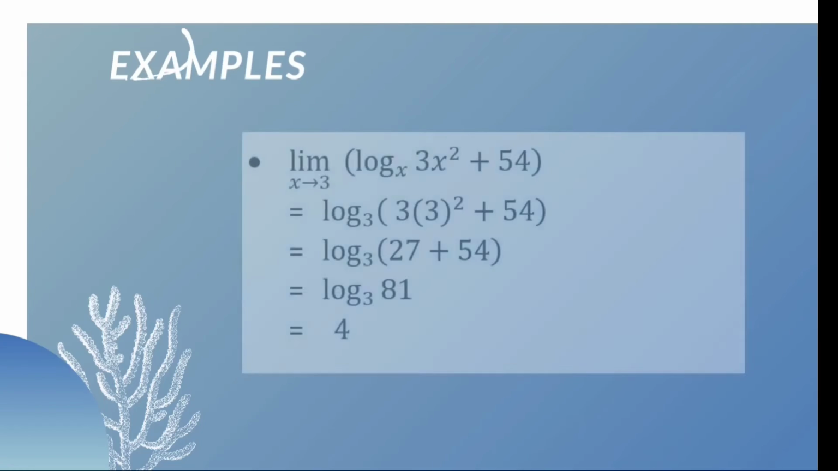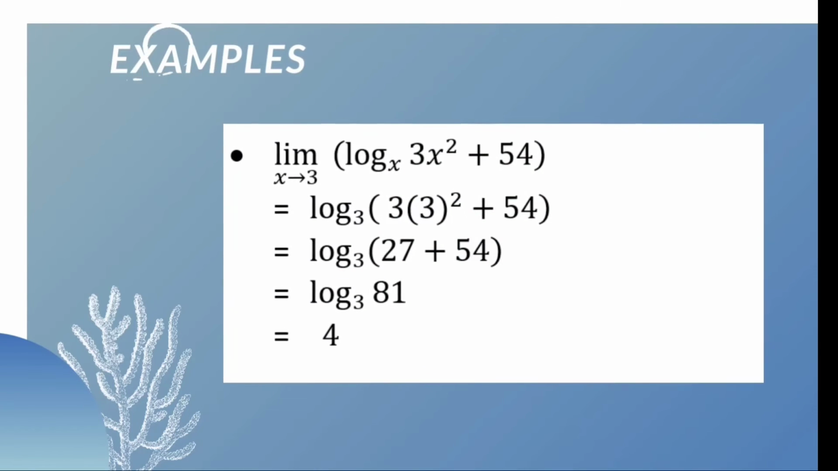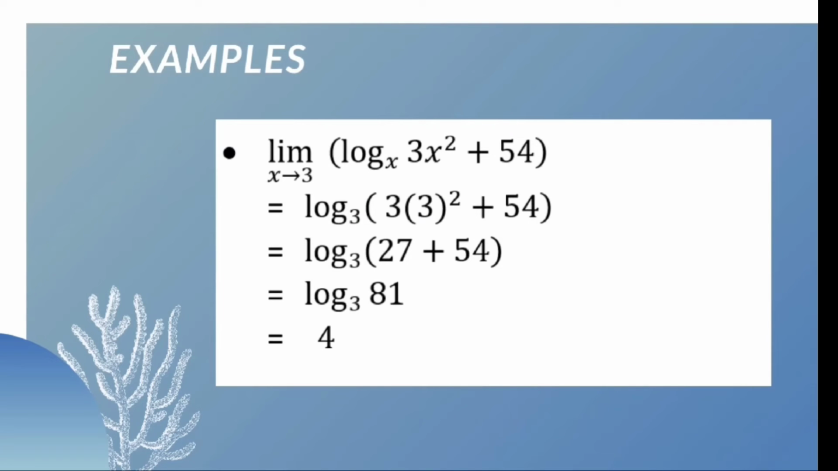Example number 8. Let us evaluate the limit of logarithm of 3x squared plus 54 with base x as x approaches 3. You can do a direct substitution here. Change the x to its value, which is 3. Now, we solve everything inside the parentheses. 3 squared is 9, multiplied by 3 is 27, and added to 54 is 81. We then identify what is the exponent of 3 that would come up to the argument, which is 81. When we have 3 to the 4th power, we get 81. So, the answer would be 4.